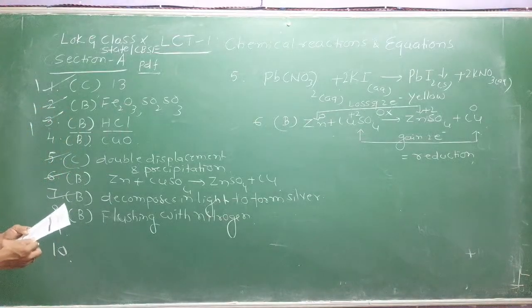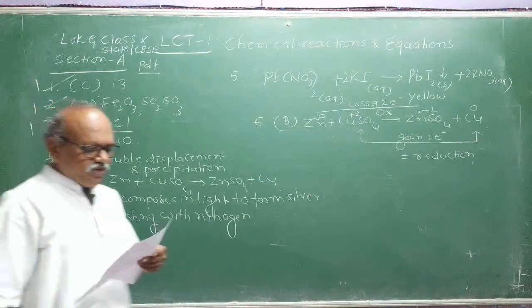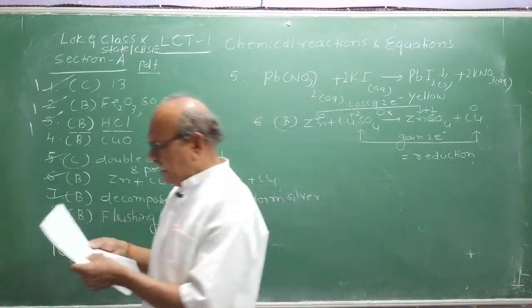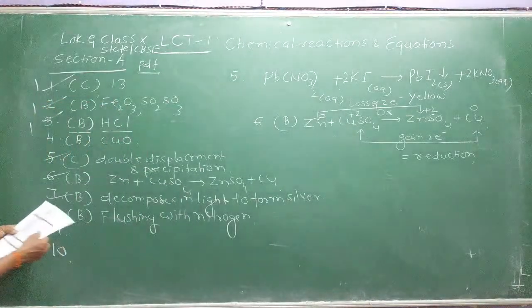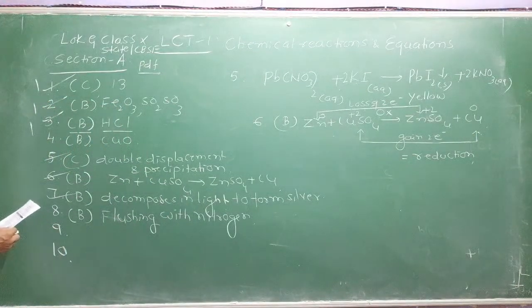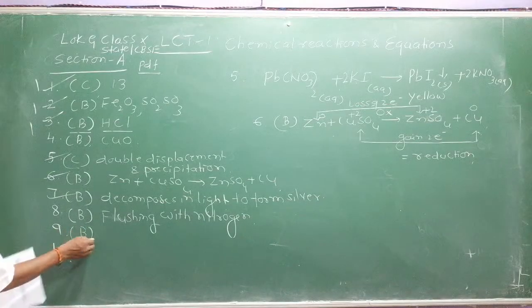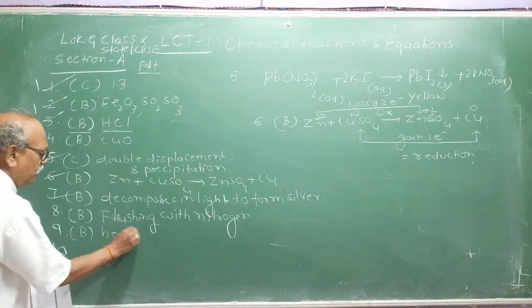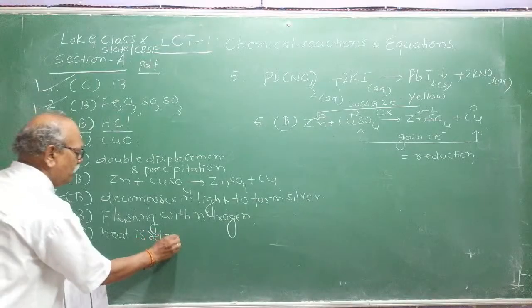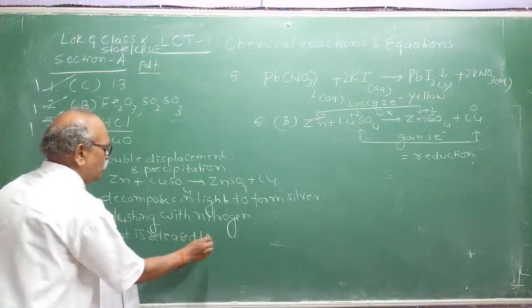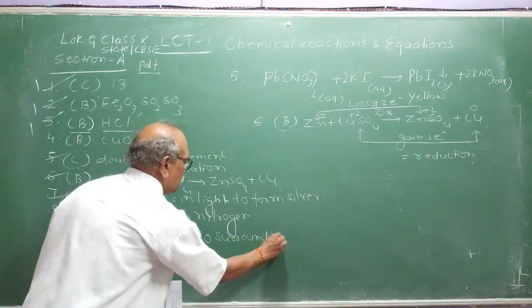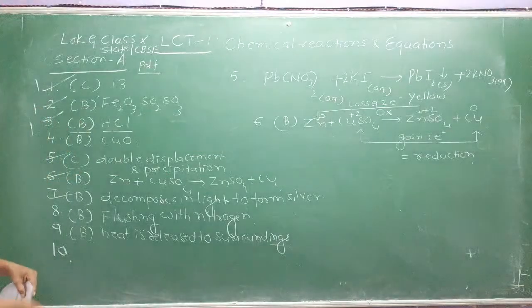9th question. In an exothermic reaction, A. the heat is absorbed. Wrong. B. Heat is released to the surroundings. C. The products have more energy. Wrong. D. The reaction must be a decomposition reaction. Wrong. Therefore, B is the correct answer. Heat is released to the surroundings is the correct answer.